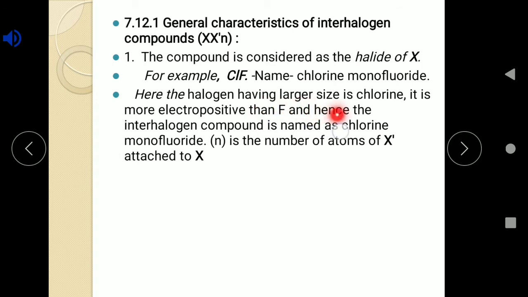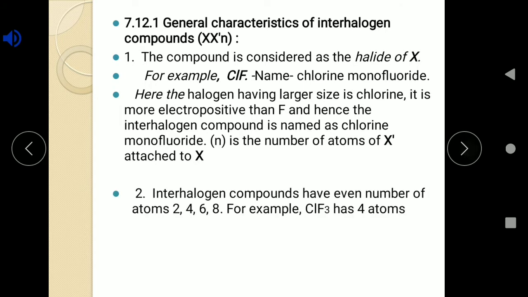Halogen having a larger size is chlorine and is more electropositive than F, and hence the name of the compound will be chlorine monofluoride. N is the number of atoms of X dash attached to X always. Now, second characteristic. Interhalogen compounds have always an even number of atoms.